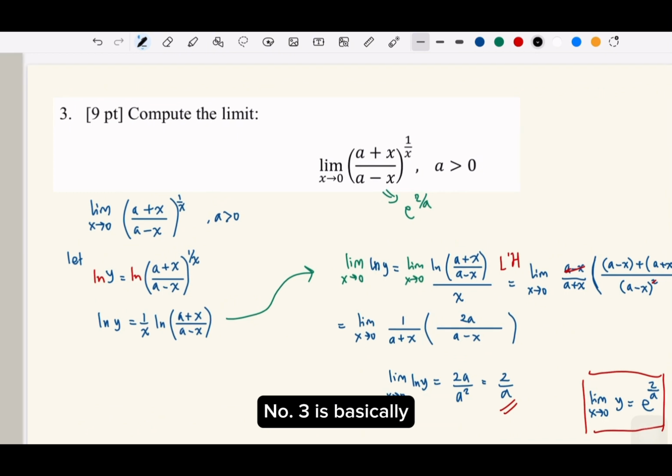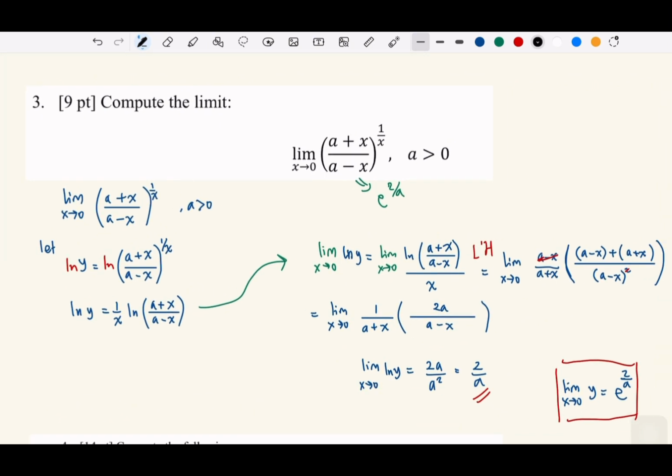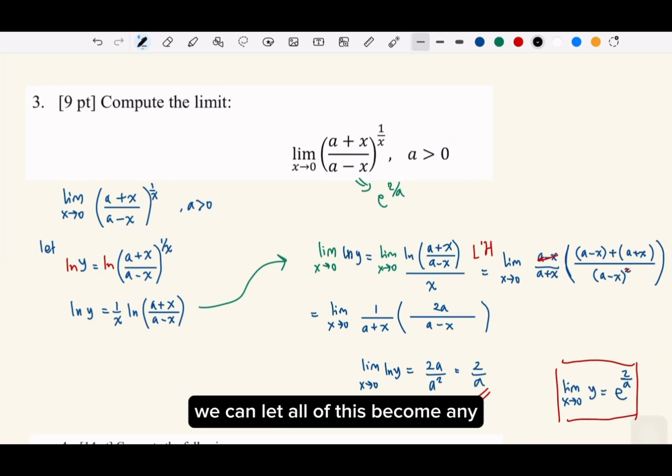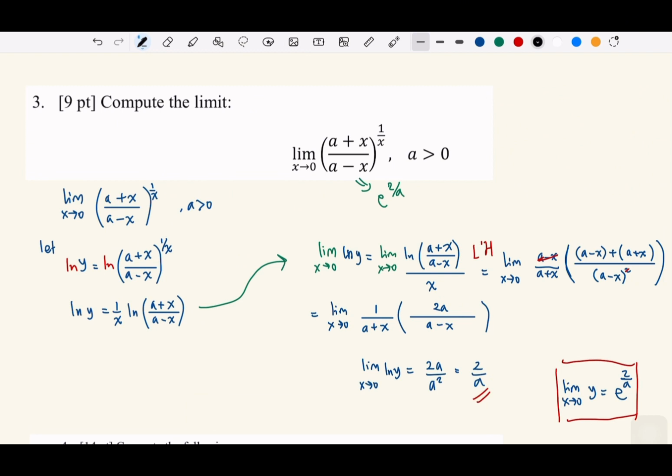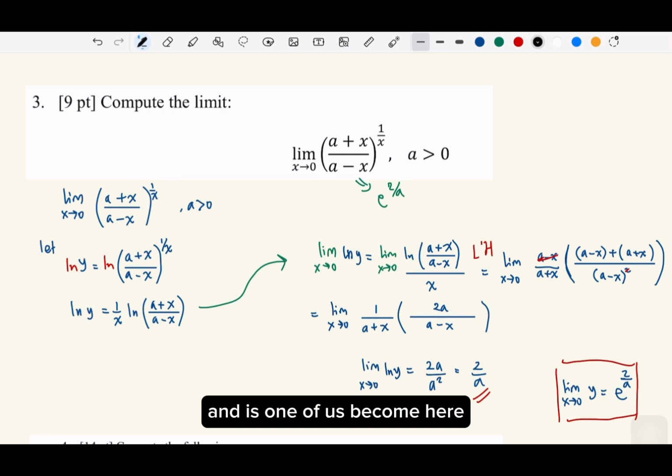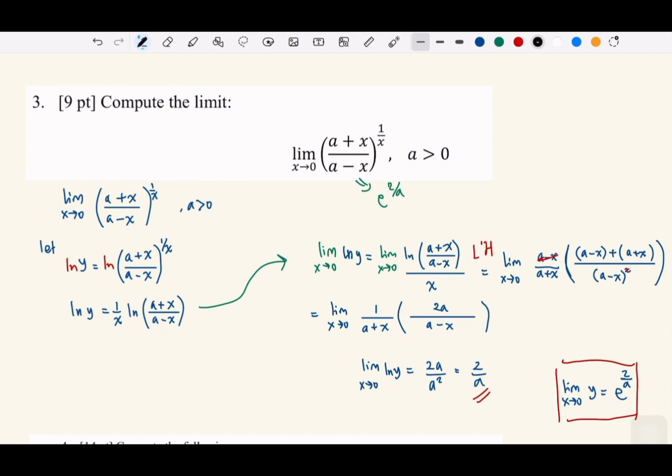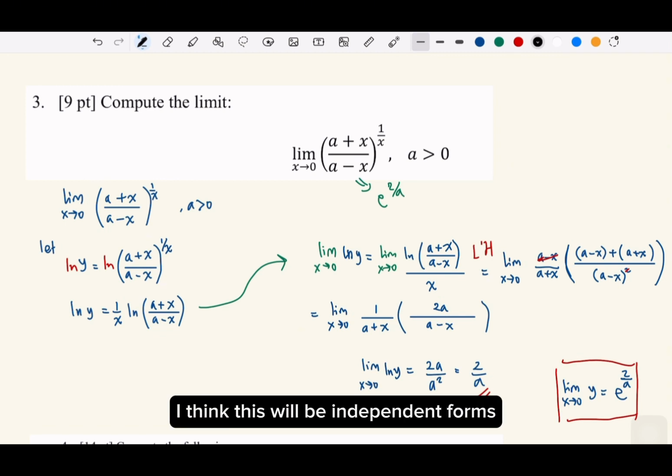Number 3 is basically we can let all of this become any y, g, or anything. Take ln, and this 1 over x becomes here, and we get the structure. Or you can think, if you get this and then you take the limit, what will happen? I think this will be an indeterminate form. So when this is an indeterminate form, we can force the x like this, so we get the 0 over 0 situation, which we can completely go for L'Hopital's rule.